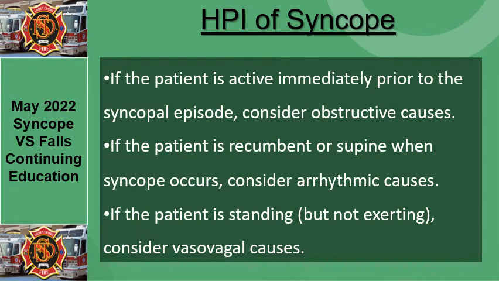Who knows? They may be on like 100 milligrams of atenolol, which would be very high, but they have a beta blocker that's blunting their cardiac response to orthostatic changes. So understanding how these medications work with our patients is very important.